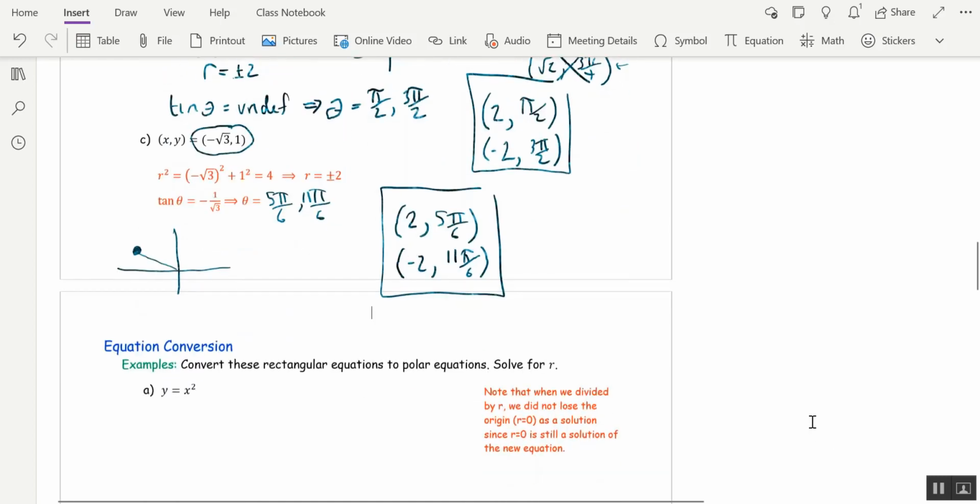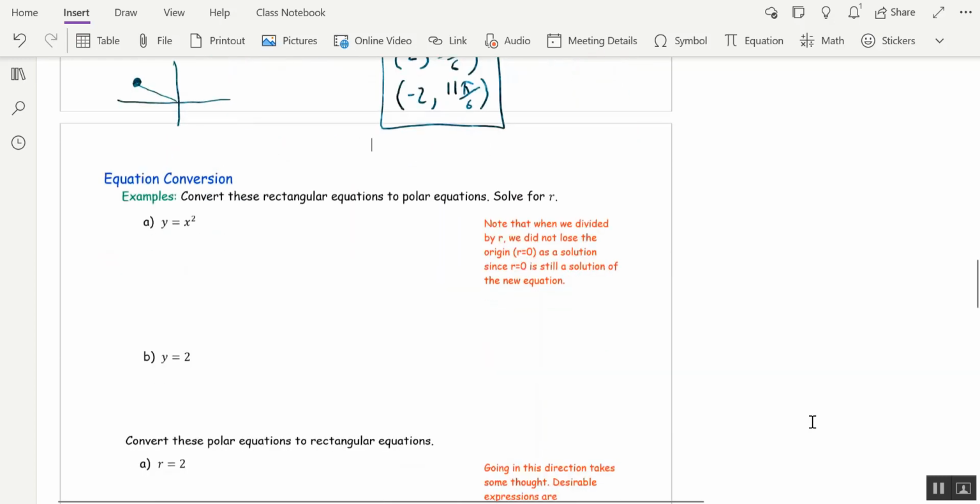Again, there's an easy direction and a direction that requires a little bit more thought. We'll do the easy direction first. If you're going from rectangular to polar, everywhere you see an x, you put in r cos theta. Everywhere you see a y, you put in r sine theta. So for y, I put in r sine theta. And for x, I put r cos theta. So I'll get r squared cosine squared theta.